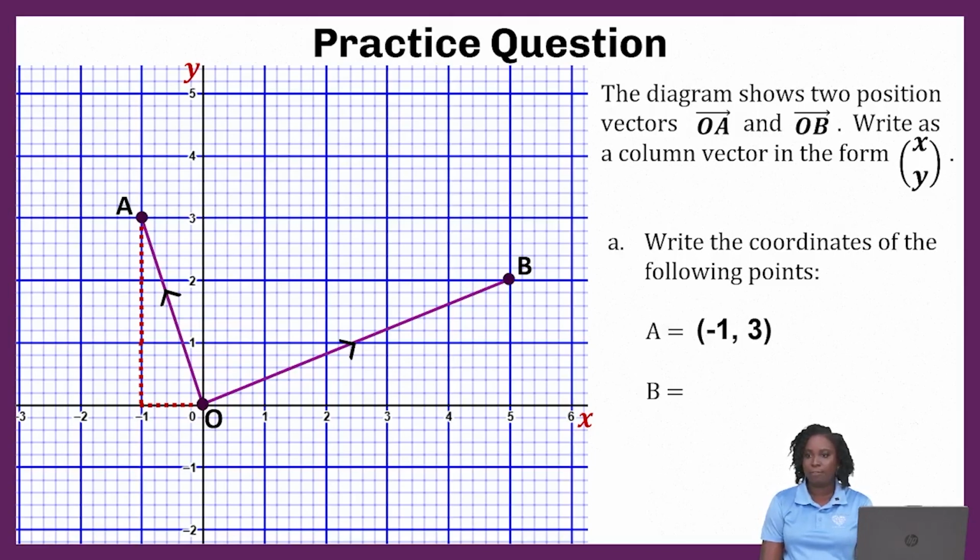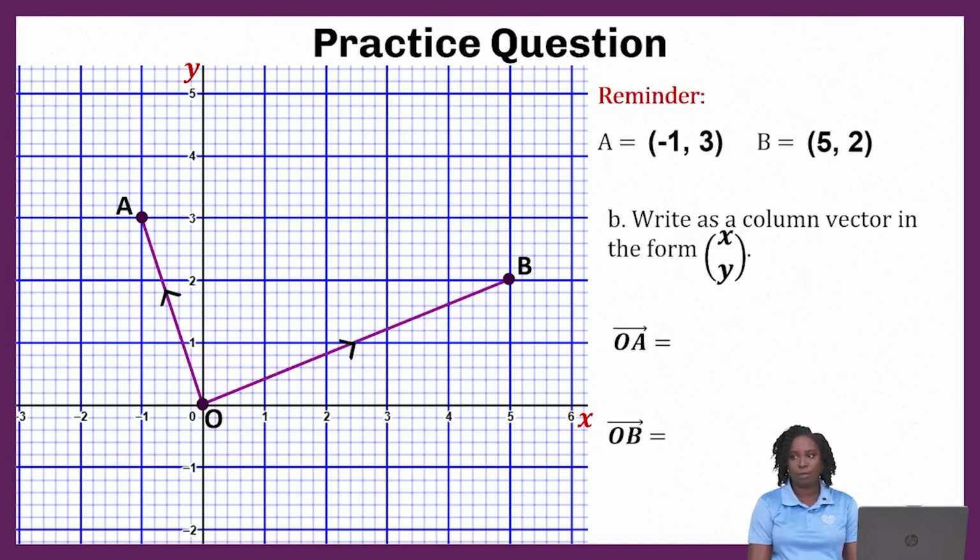Now let's do a similar thing for B. So we'll start at O, or (0, 0). We move to the right 1, 2, 3, 4, 5 places, and up 1, 2 places. So this coordinate is going to be (5, 2). Let's take a look at the next part of the question.